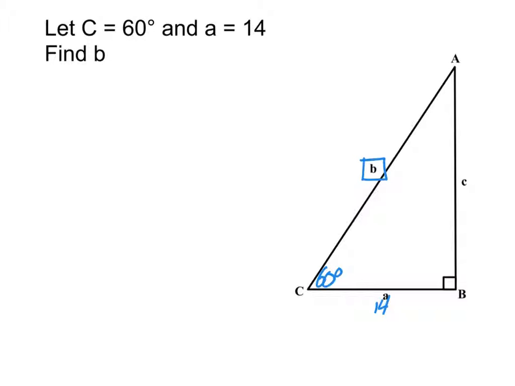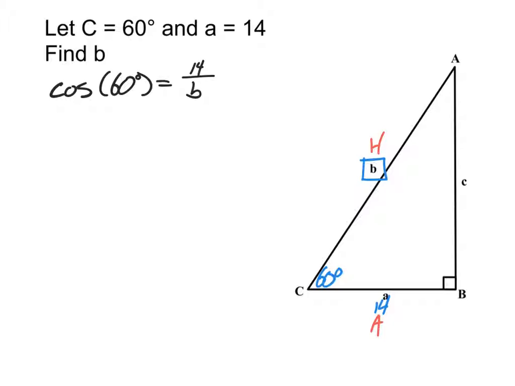So we start the same way. We make a picture, we label it, we decide what the sides are called. In this case, we have the adjacent and the hypotenuse, and that tells us whether it's sine, cosine, or tangent. Adjacent and hypotenuse are the parts of cosine. And so we do cosine of 60 equals the adjacent, 14, over the hypotenuse, b. And then we're just going to solve it like we normally do.